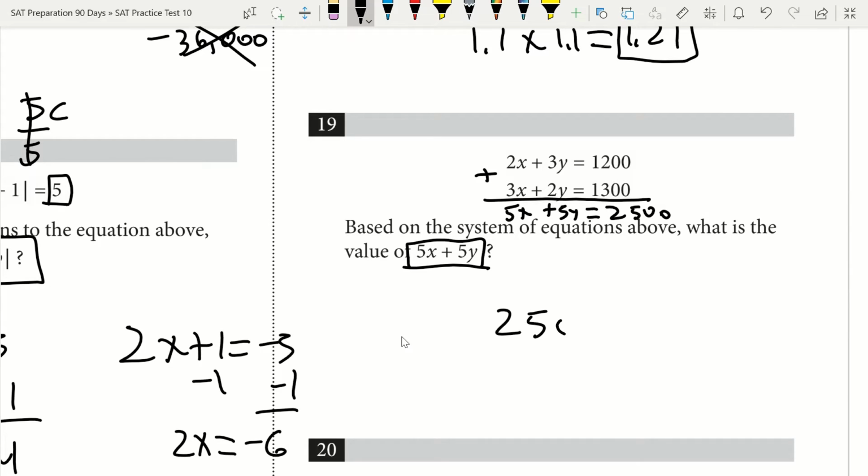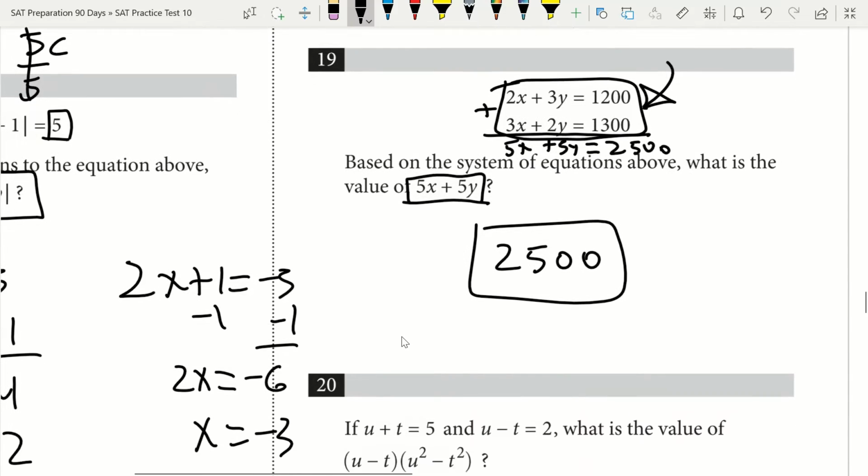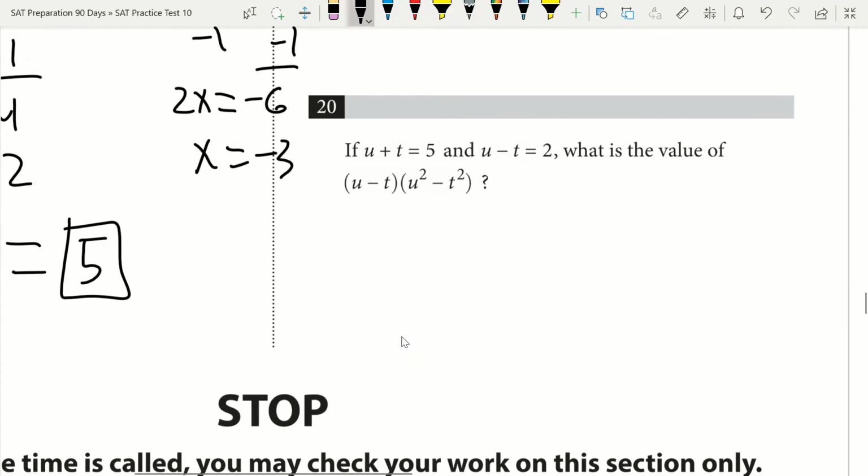The answer is 2500. That one right there is pretty easy as long as you know the trick of adding and subtracting when you have a stacked equation. So anytime you see stacked equations like this on the SAT math section, you should be really excited, because you should know that you can solve that question fairly easily and fairly quickly by using that trick of adding and subtracting.